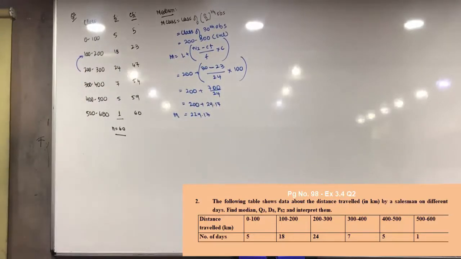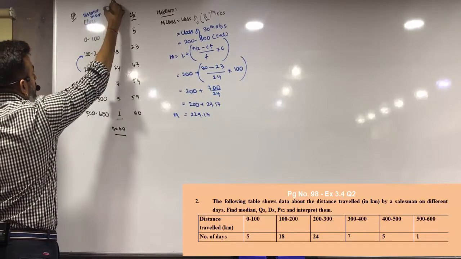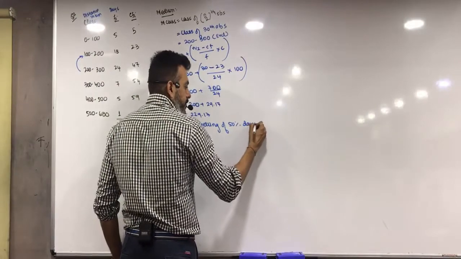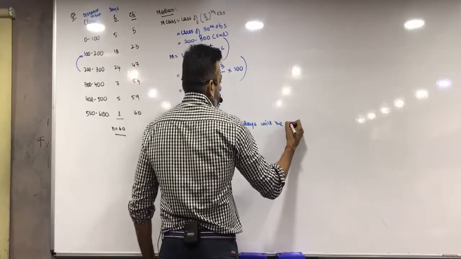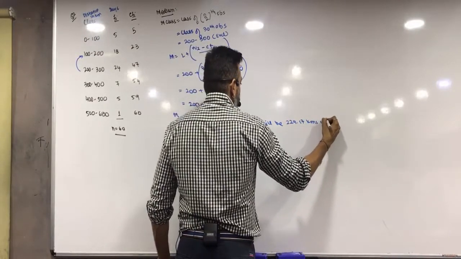Now over here, distance in kilometers and number of days. The traveling of 50% of days will be 229.17 kilometers or less.